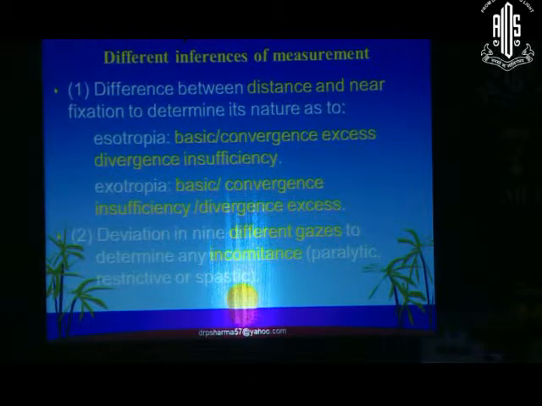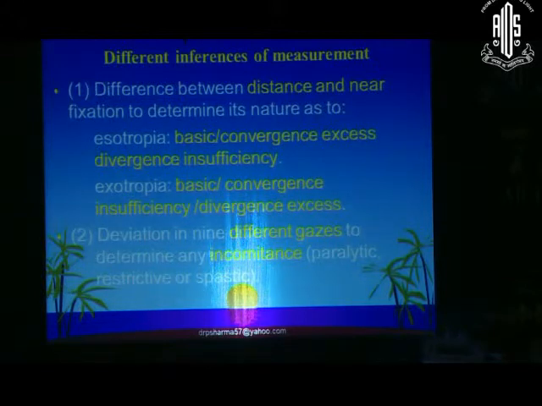So when we measure the deviations, now a little take home message which you can all remember, just by doing a proper prism bar cover test, but in different settings, you will get a lot of information. If you differentiate between distance and near, you will know whether it's a basic type, convergence excess, or a divergence insufficiency type of esotropia. In exos, it may be basic, convergence insufficiency, or a divergence excess type. So simple PBCT, but for distance 6 meters or 10 meters, and for near 33 centimeters. Secondly, look for the different 9 gazes.